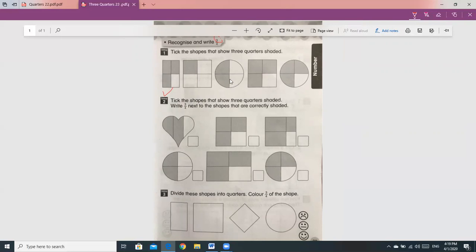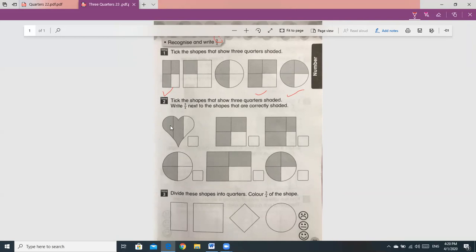Here, is this three quarters? No, it's two quarters, or half. Excellent. Here, is this three quarters? Yes, he shaded three. He takes three from four. Excellent. Now, take the shape that shows three quarters shaded. Write three quarters next to the shapes that are correctly shaded. So I have to tick and write three quarters.